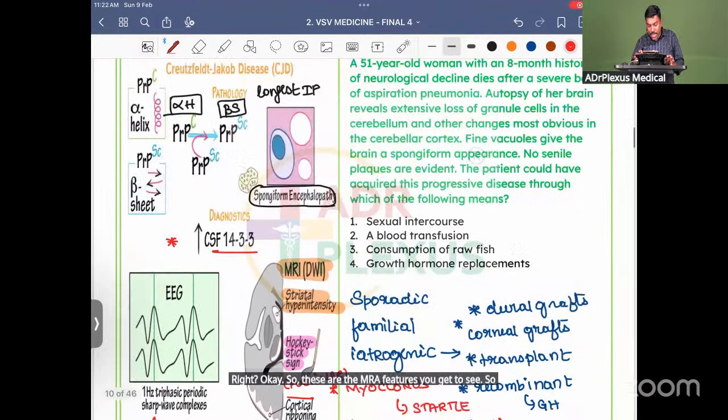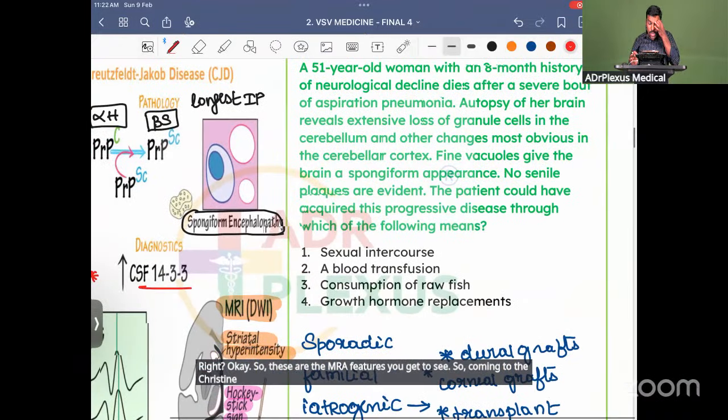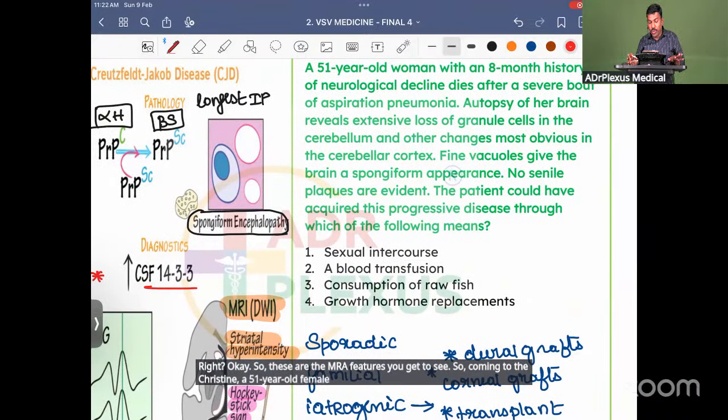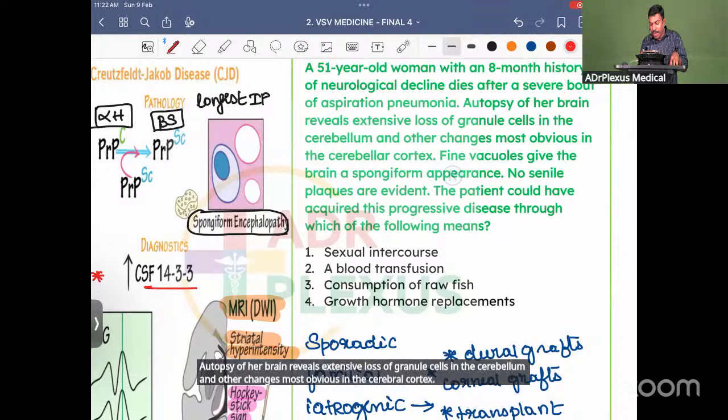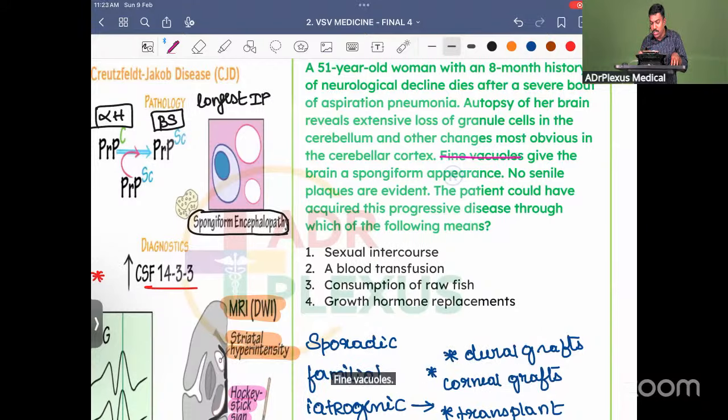So coming to the question, a 51-year-old female with an 8-month history of neurological decline dies after a severe bout of aspiration pneumonia. Autopsy of her brain reveals extensive loss of granule cells in the cerebellum and other changes most obvious in the cerebellar cortex. Fine vacuoles give a spongiform appearance. No senile plaques are evident. The patient could have acquired this progressive disease through which means? Sexual intercourse, blood transfusion, consumption of raw fish, growth hormone replacement.